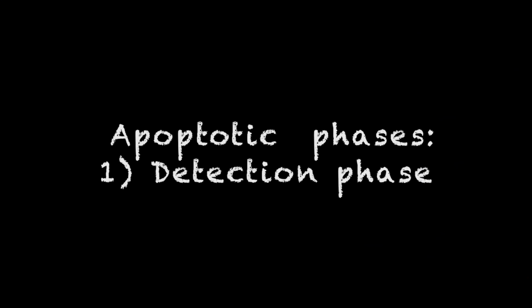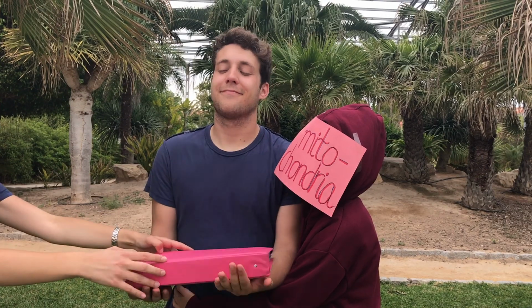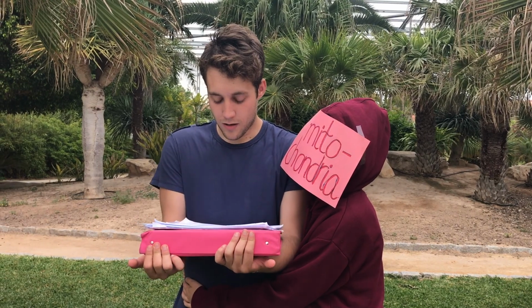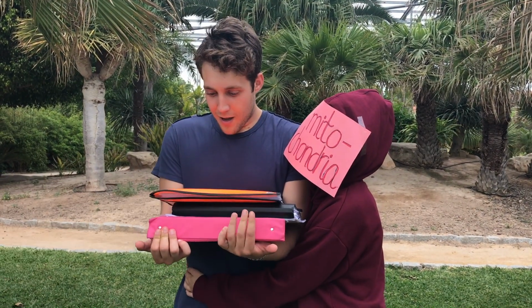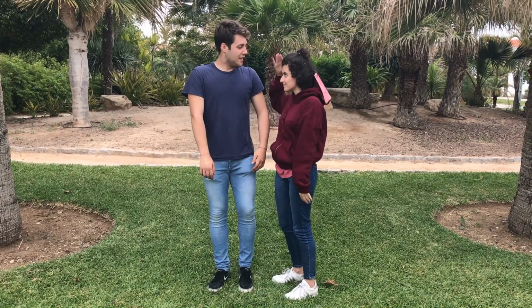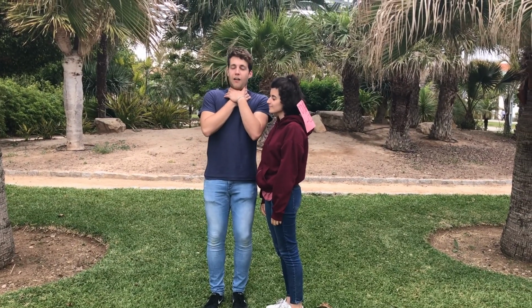The first one is the detection phase. As it was previously explained, it can consist of two different pathways depending on the factors involved. One of them, the intrinsic pathway, is activated by intracellular signals generated when cells are stressed and depends on the release of protein from the intermembrane space of the mitochondria. Since aerobic respiration stops in the mitochondria, the cell runs out of energy, which is ATP, and dies.